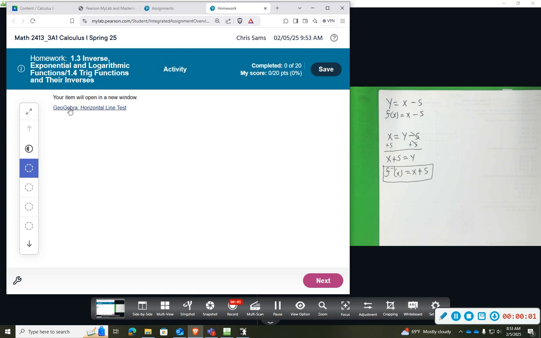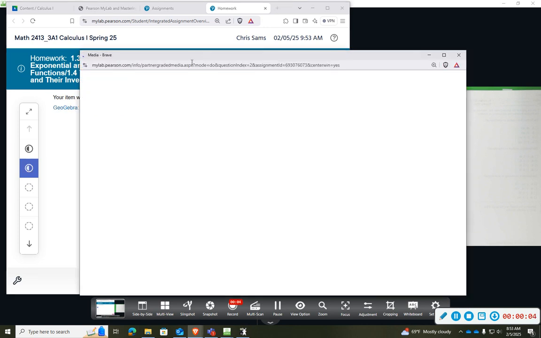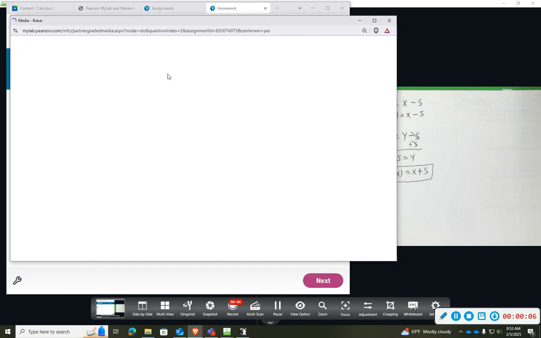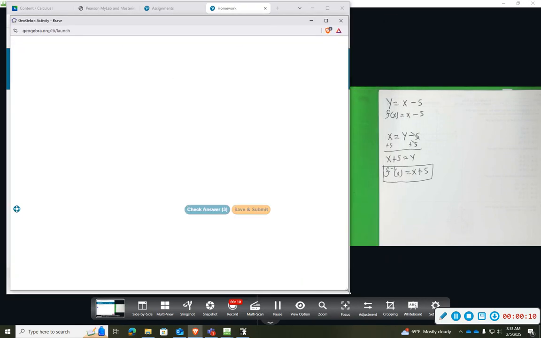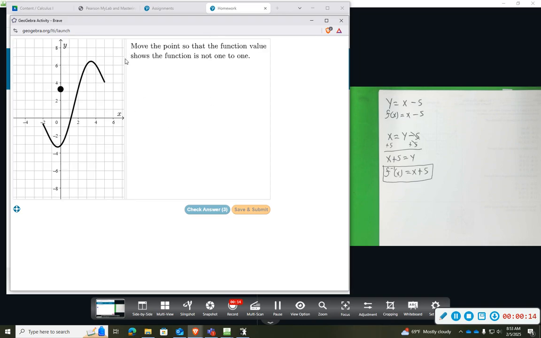All right, number 2, we have another GeoGebra. It says horizontal line test. And so we get this graphic. It says move the point so that the function value shows the function is not one-to-one.